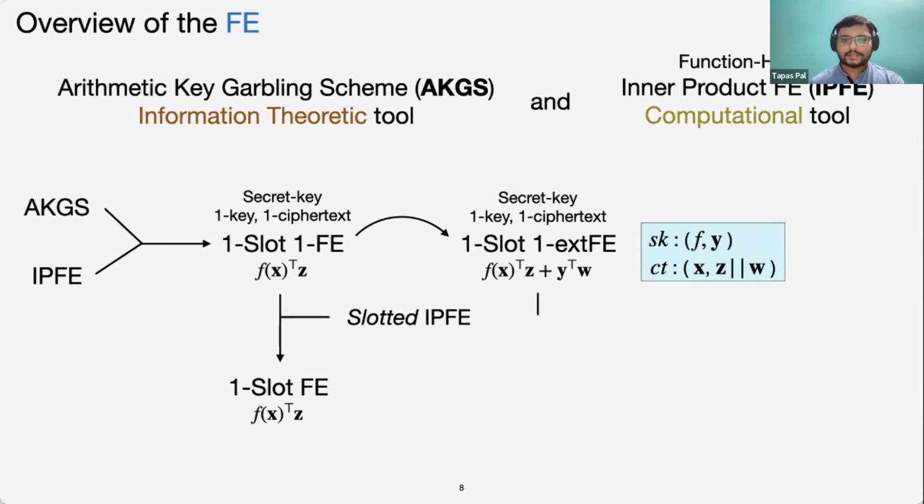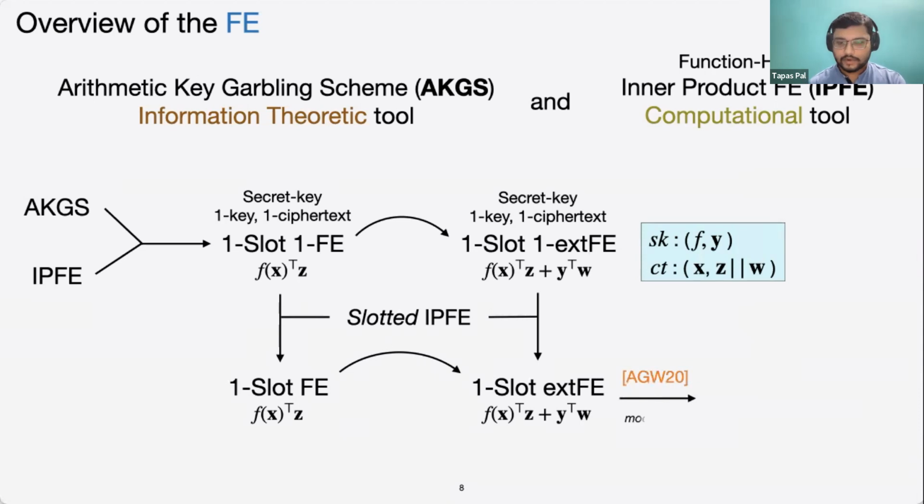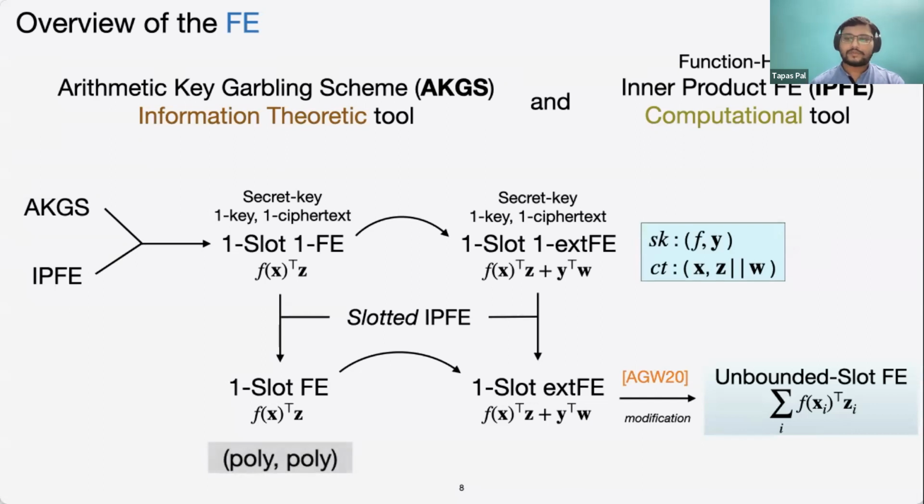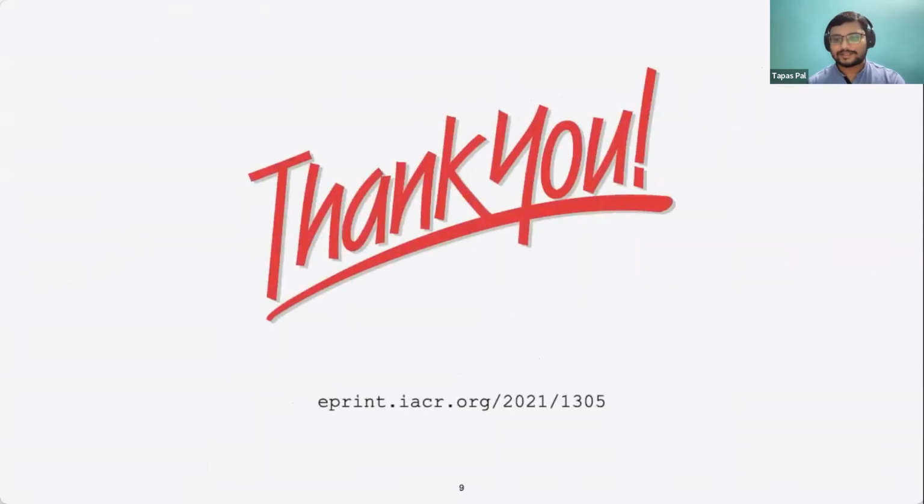The next step is to extend this one-slot one-EXT-FE scheme to a full-fledged one-slot EXT-FE scheme. And the idea that we have used is the same as the idea involved in the previous transformation. That means we need a slotted version of the IPFE. And finally, we use the transformation of AGW20 with a little modification to convert the one-slot EXT-FE scheme into an unbounded slot scheme. In our one-slot EXT-FE scheme, the adversary can query any polynomial number of secret keys both before and after the challenge ciphertext. However, in the unbounded slot scheme, the adversary can query only an a priori bounded number of ciphertexts before the challenge ciphertext. However, after the challenge ciphertext, it can query any polynomial number of secret key queries. So this is an open problem: to construct this unbounded slot scheme with poly security in the adaptive security model. Thank you, and for more details, please look into our paper.